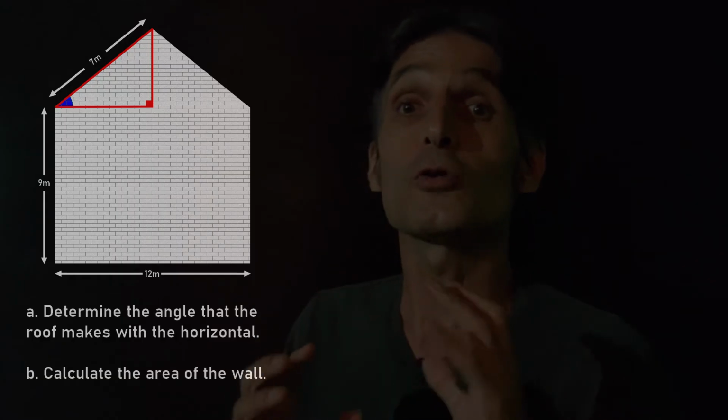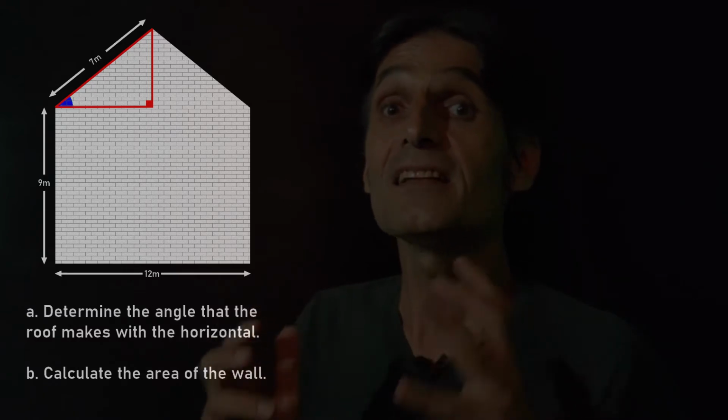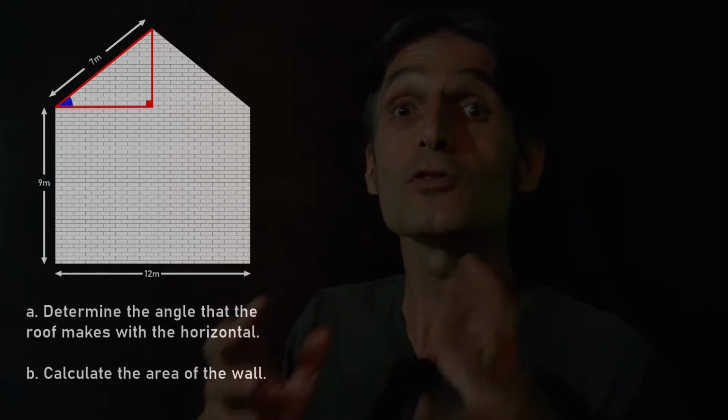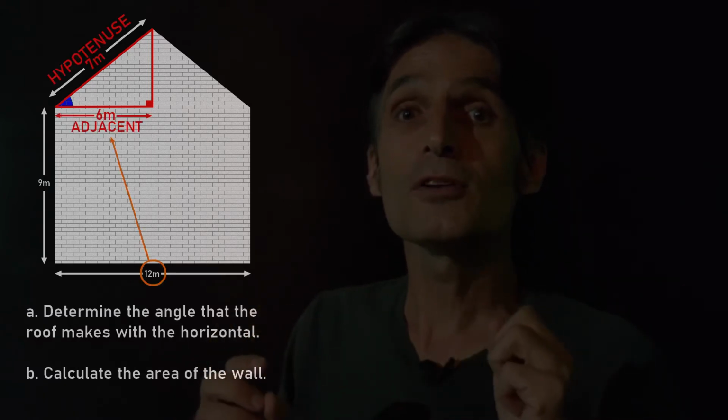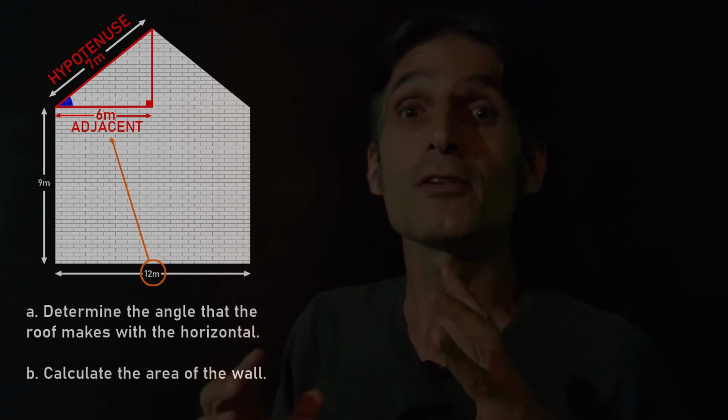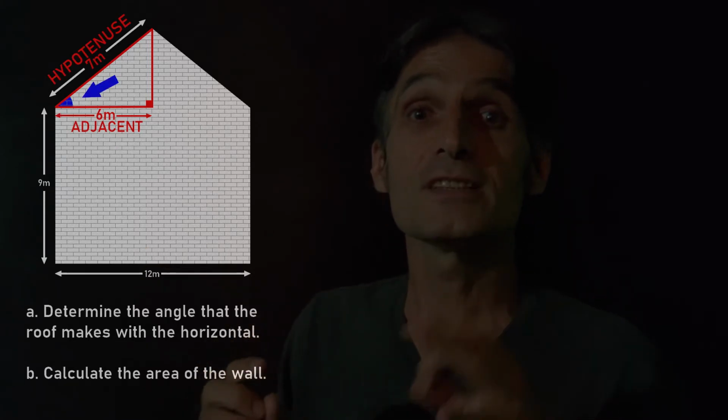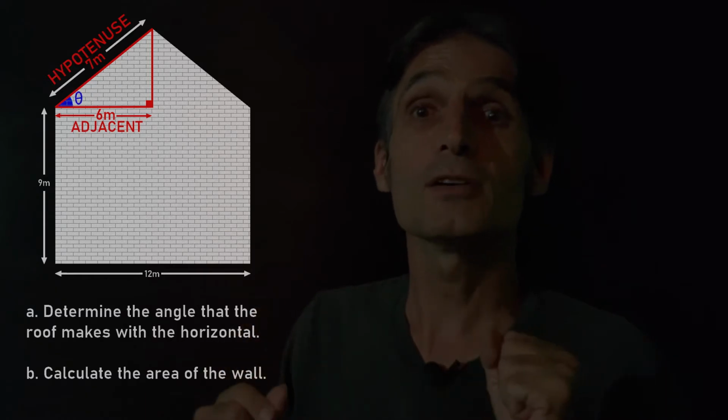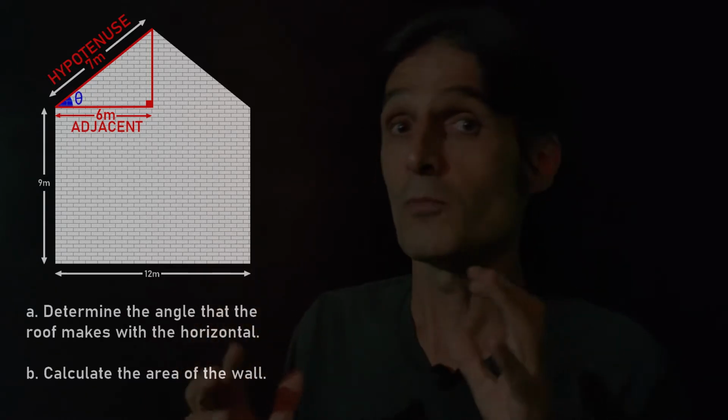Once you've found your right angle triangle, state clearly what you know and what you're looking for. We know the hypotenuse and the adjacent, and we're looking for the angle. Let's give a name to this angle. I always choose theta because it's the easiest one to draw.